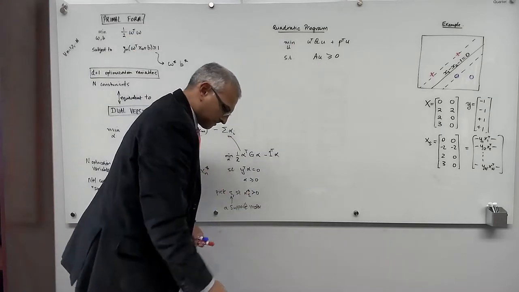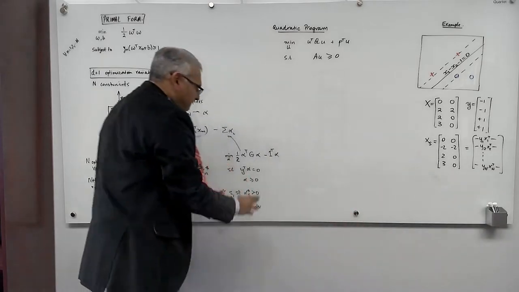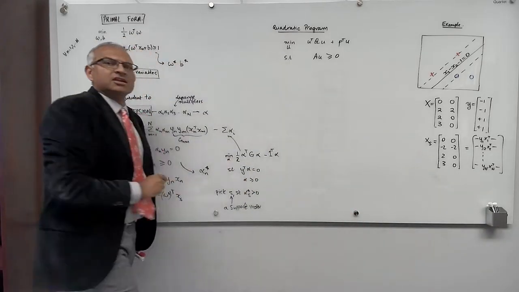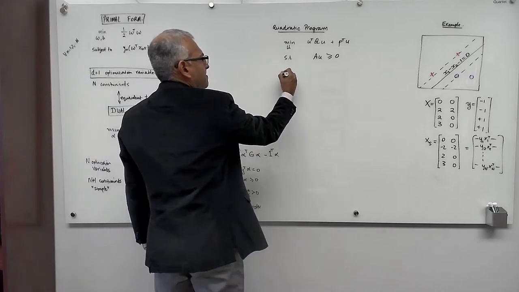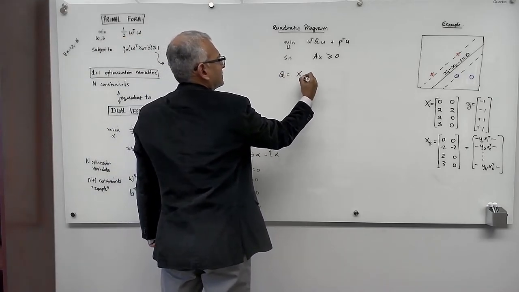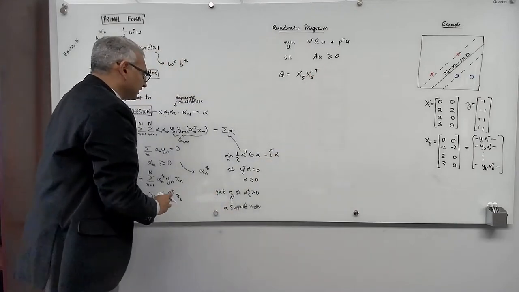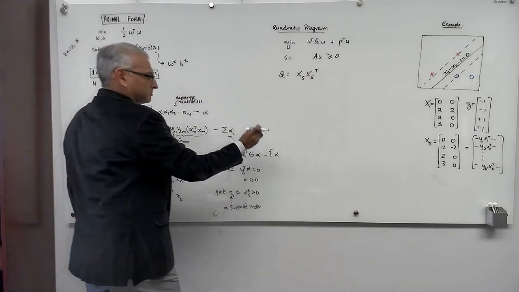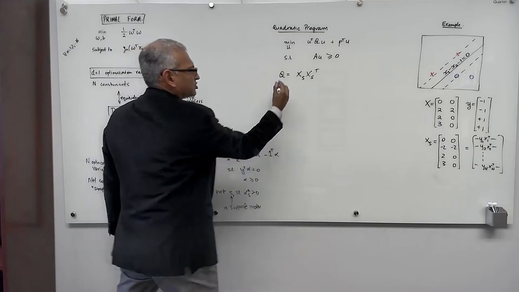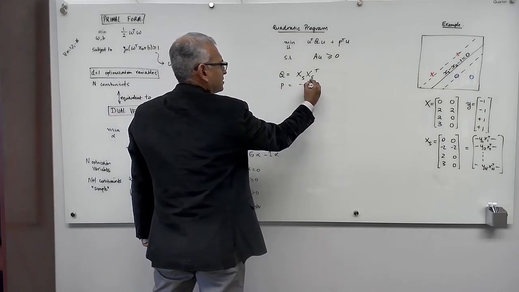So mapping this form to the standard form of a quadratic program, Q is equal to the signed data matrix times Xs transpose. What is p? That's the linear term. So the linear term is minus one transpose. So p is minus one transpose.